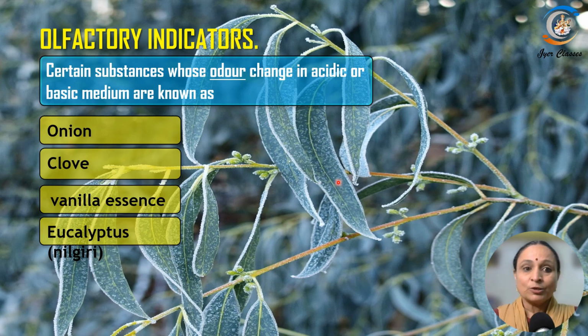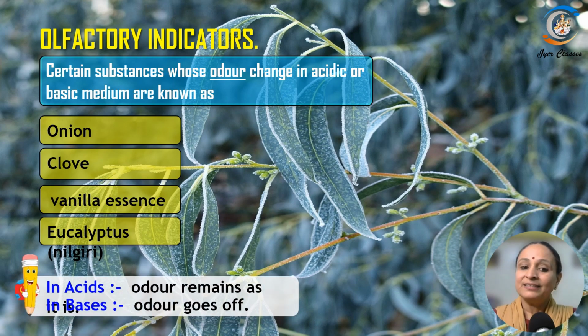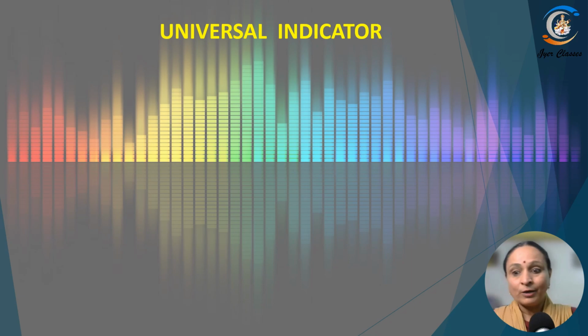The smell. So these are called as what? These are called as the olfactory indicators. Okay. In acid, the smell remains. And in the base, the odor goes away. Remember this. Now we're going to talk about the universal indicator.